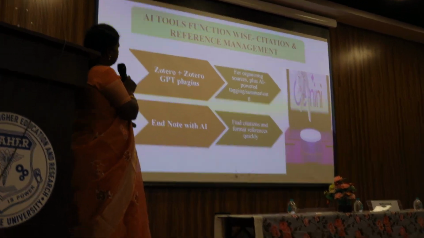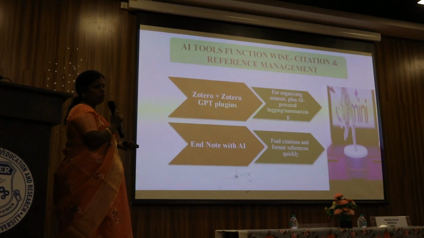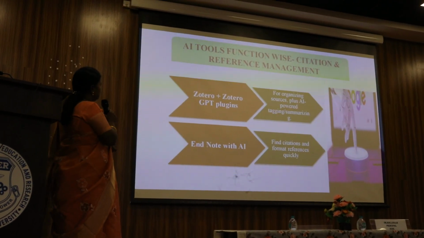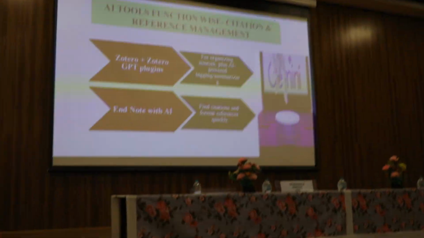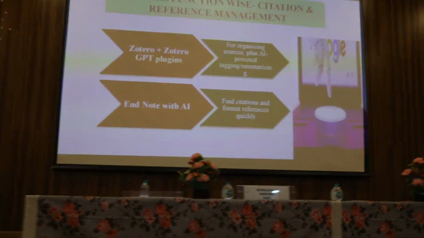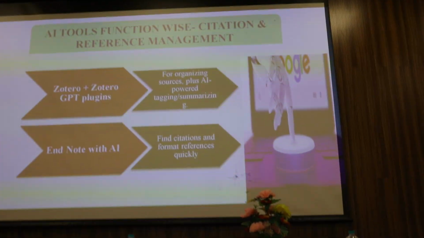So AI tools function-wise, again, citation and reference management. Zotero, I think you might have heard of Zotero. Zotero with the Zotero GPT plugins for analyzing sources plus AI-powered tagging and summarizing. EndNote with AI finds citations and formats references quickly.